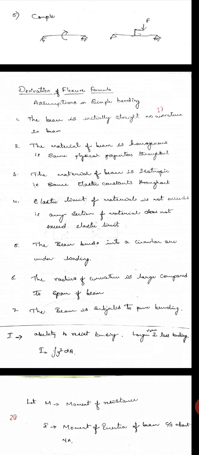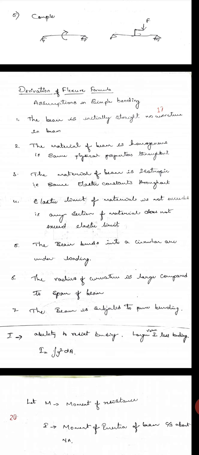the beam is initially straight, no curvature in the beam. That means the beam has to be straight for the derivation. Second one, the material of the beam is homogeneous, that is, same physical properties throughout. It should not change at any point.